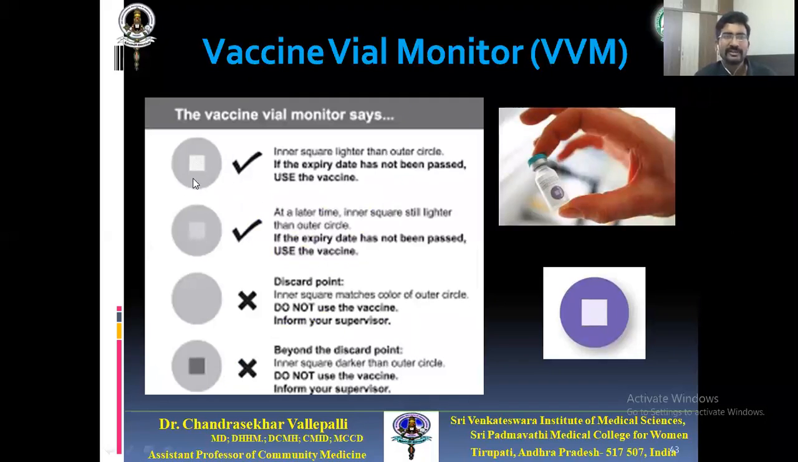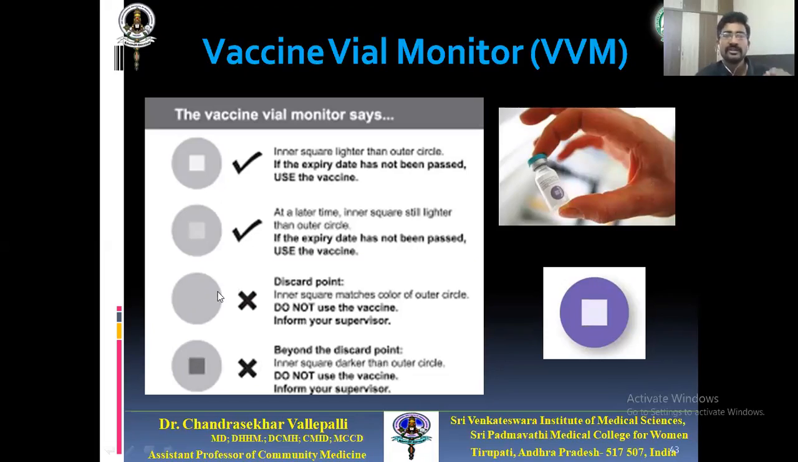In the first stage, the inner square is lighter than the outer circle. In the second stage, the inner square is still lighter than the outer circle. Then in the third stage, the inner square is matching the outer circle. Then in the fourth, the inner square is darker than the outer circle. So we have to discard the first 2.